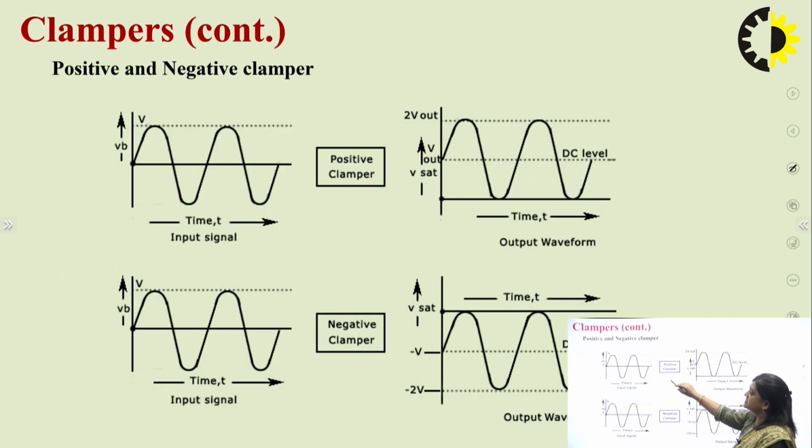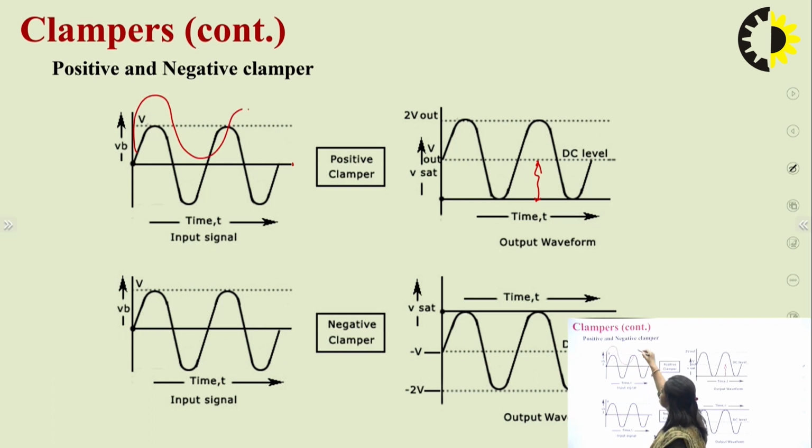Like this is the sine wave, and if it is passed through the positive clamper, we can see there is a shift in the DC level of this cycle, and this shift is a positive shift. Previously this was at this level, now it has been transferred to this level. So there is a positive DC shift in the AC signal, and here this is a negative clamper. Here we can see it is at the 0 DC level, and if we pass it through the negative clamper, there will be a negative DC shift.